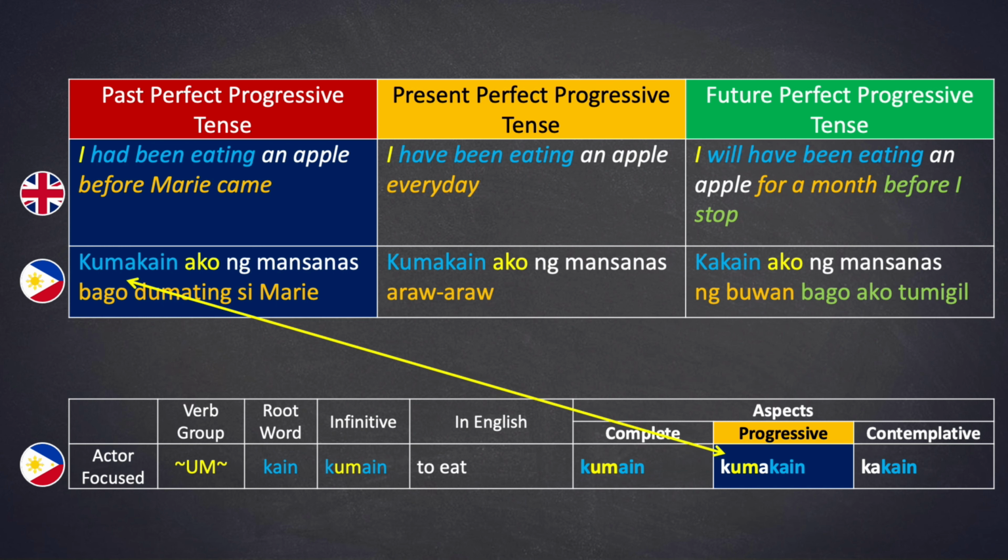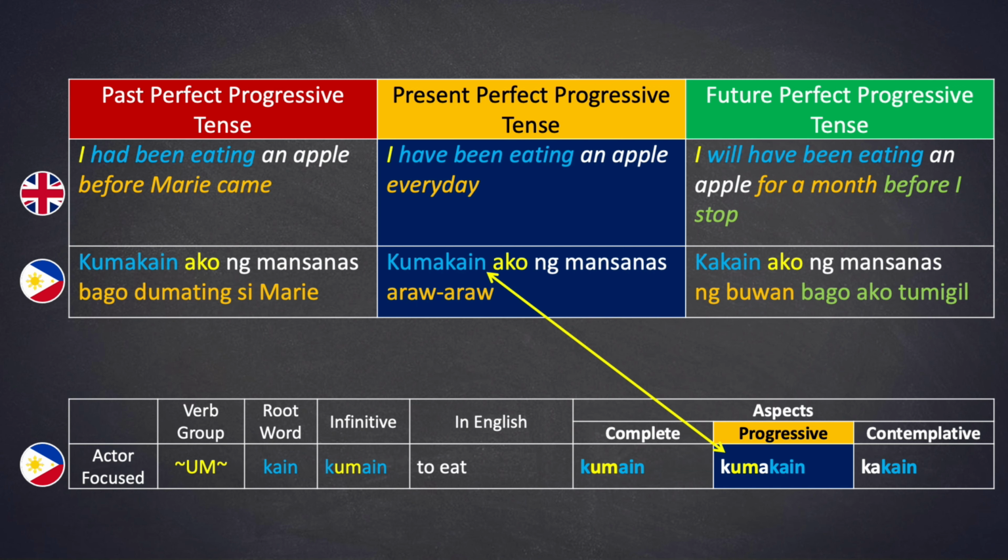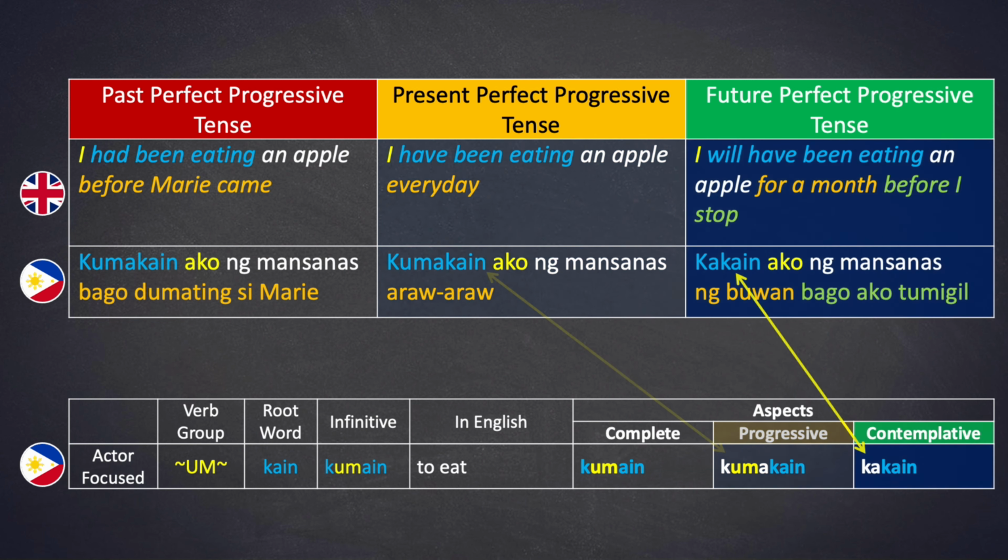The Tagalog equivalent is in the progressive aspect. So is the next example in the present progressive tense. I have been eating an apple every day. Kumakain ako ng mansanas araw-araw. Let's take a look at the last sentence in the future perfect progressive tense. I will have been eating an apple for a month before I stop. Kakain ako ng mansanas ng isang buwan bago ako tumigil.